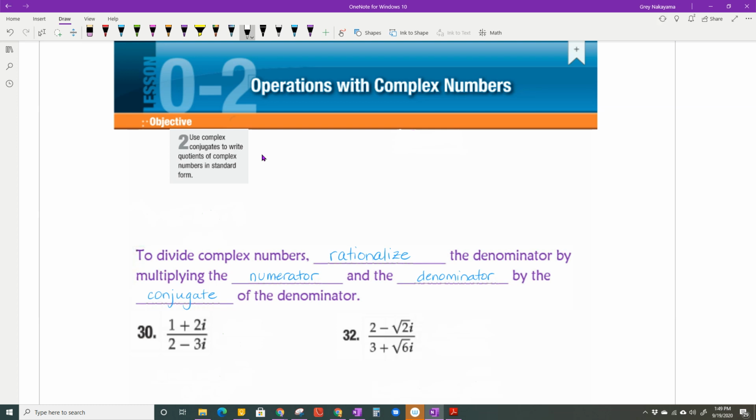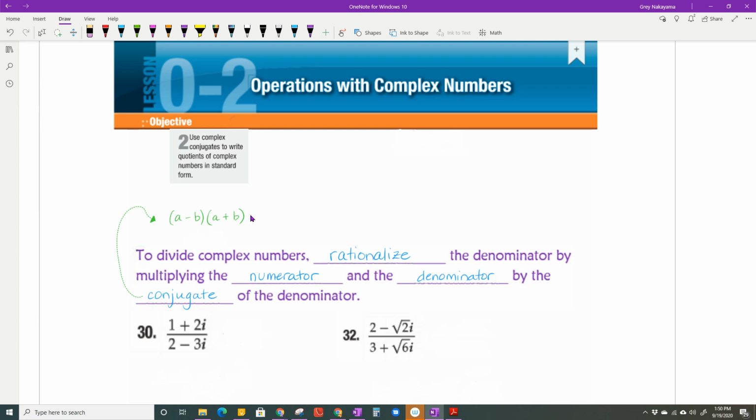Sounds like a mouthful. First off, the word you might not remember, rationalize, because we cannot leave a radical or the letter i in the denominator. So we have to multiply the top and the bottom by the conjugate. And what are conjugates? You've seen those before. When you have two binomials, they look exactly the same, except for the sign in between them. One is minus and one is plus. The order that I have doesn't matter.